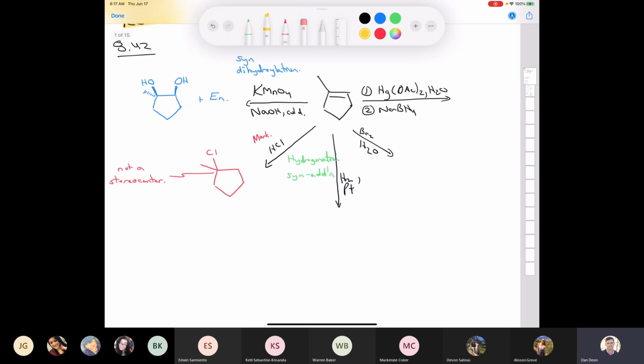Now we're going to add a hydrogen to this carbon and to this carbon too. But the fact that it's syn addition doesn't really mean a whole lot in this particular example. Why? Because I end up with methyl cyclopentane, which has no stereocenters. So the fact that it's syn addition is no big deal.